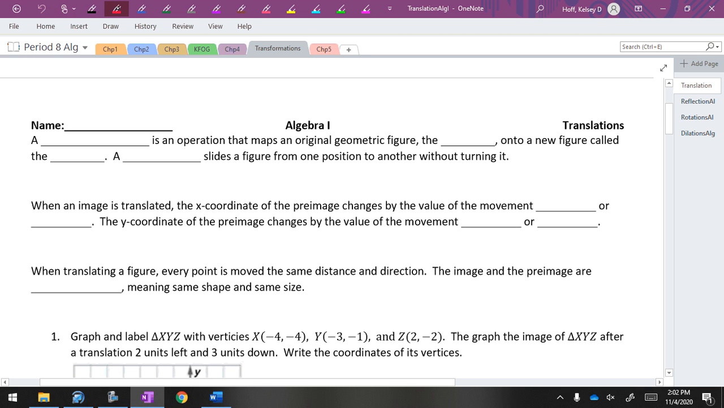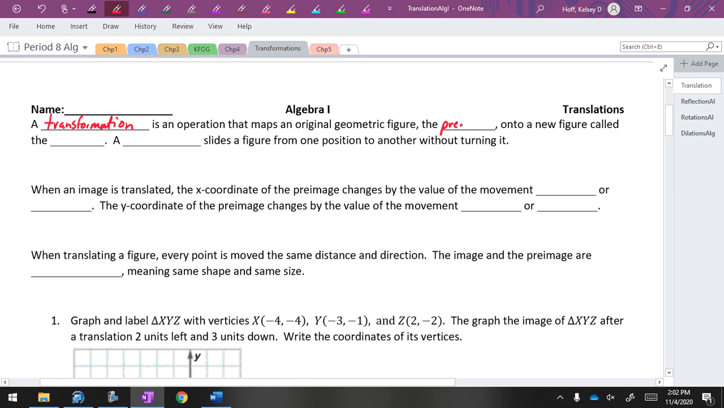A transformation is an operation that maps the original geometric figure, the pre-image, onto a new figure called the image. A lot of people mix this up. The figure that you start with is called the pre-image. The figure after you move it is called the image.